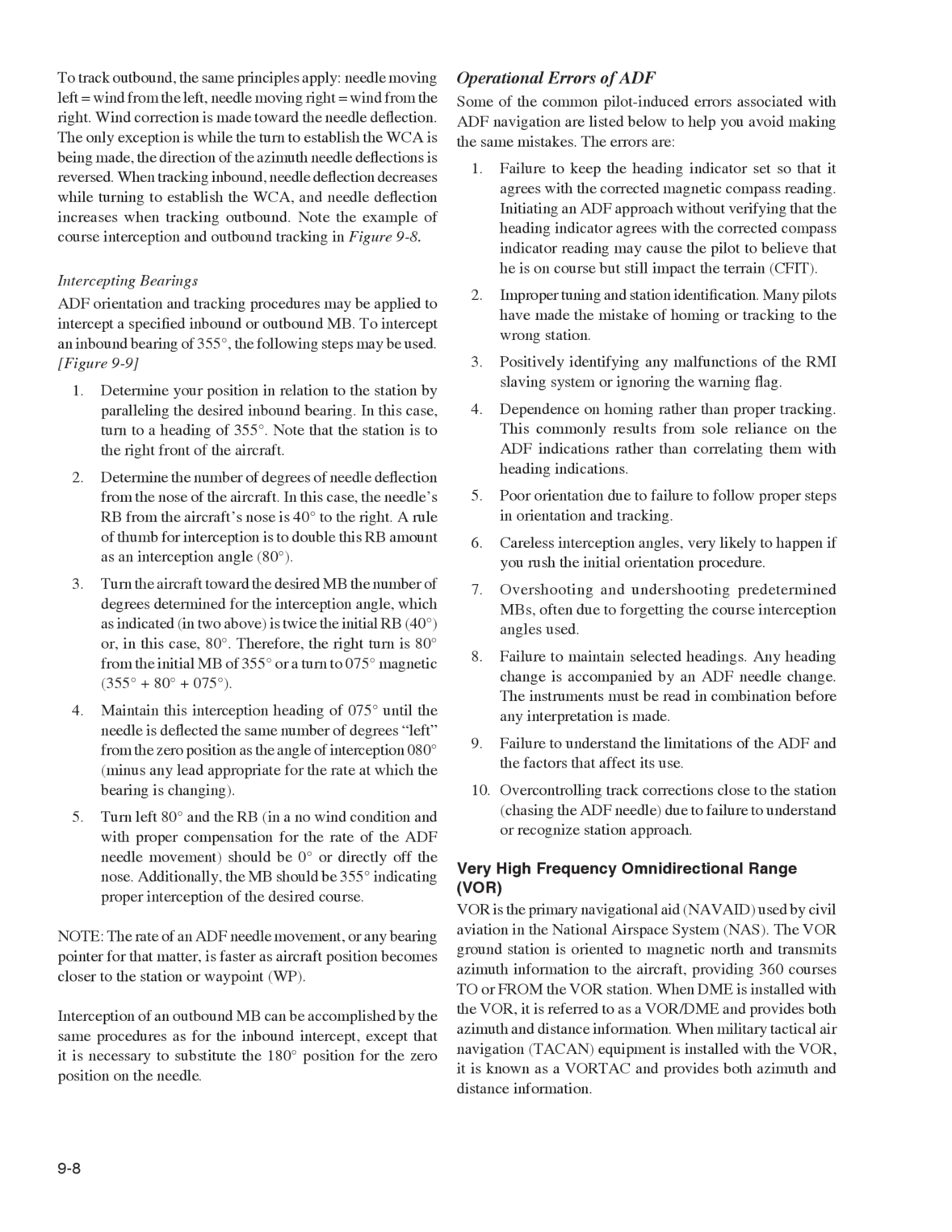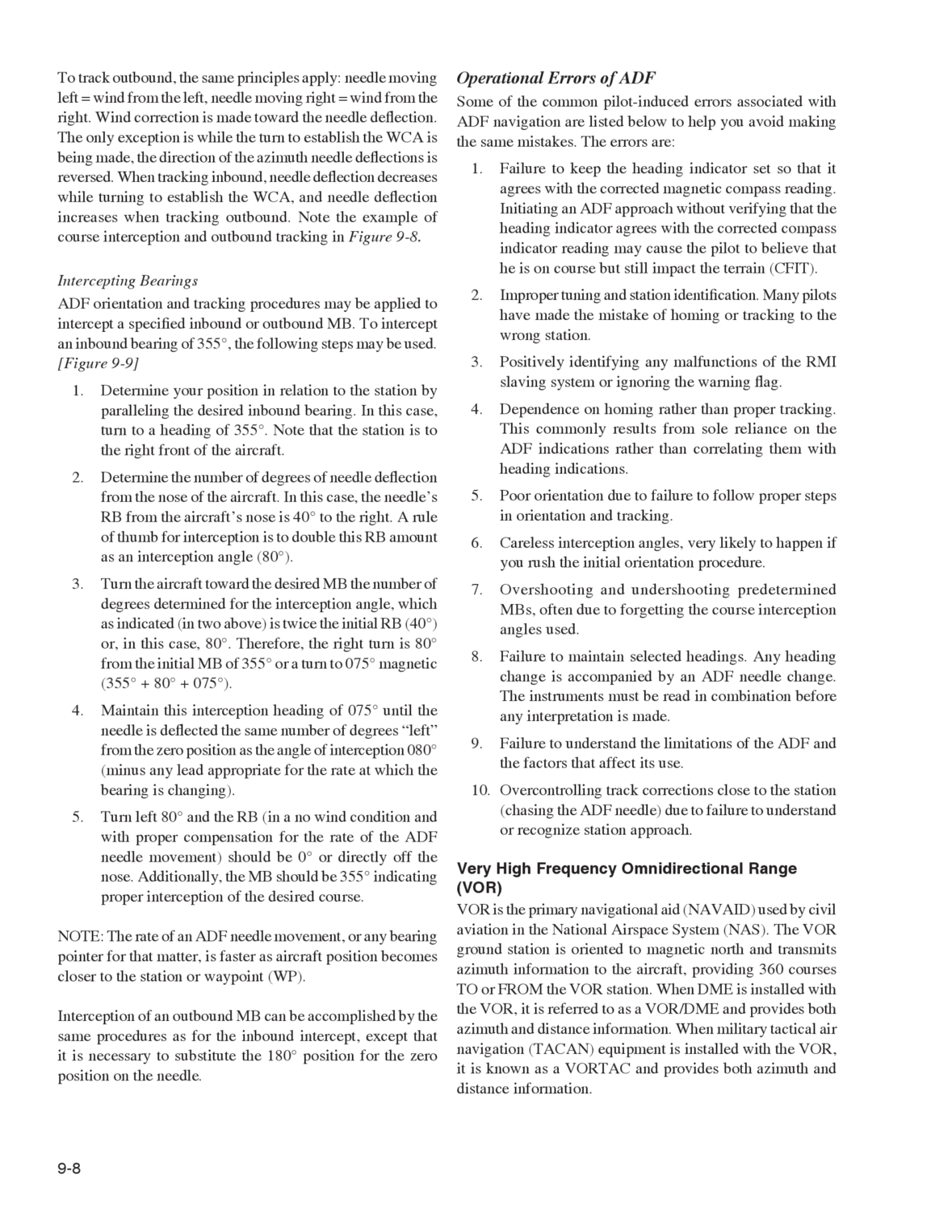3. Turn the aircraft toward the desired MB. The number of degrees determined for the interception angle, which is indicated in 2 above, is twice the initial airbay, 40 degrees, or, in this case, 80 degrees. Therefore, the right turn is 80 degrees from the initial MB of 355 degrees, or a turn to 075 degrees magnetic, 355 degrees plus 80 degrees equals 075 degrees.